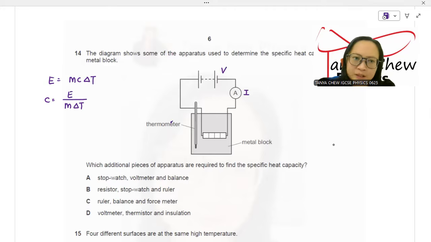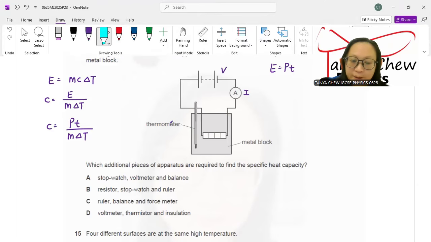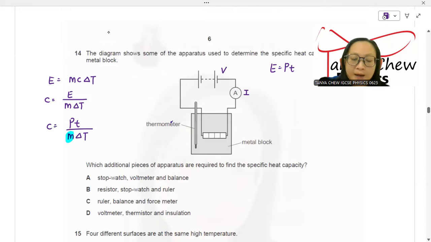That means the thermal energy, E, is not being given. But don't worry, still remember, E is equal to power times time. Energy is equal to power times time. So we can replace it: power times time over m times the change in temperature. Because the thermometer is given, I can measure the change in temperature. But I need the mass, the mass of the metal block. I need the time because I can find the power.